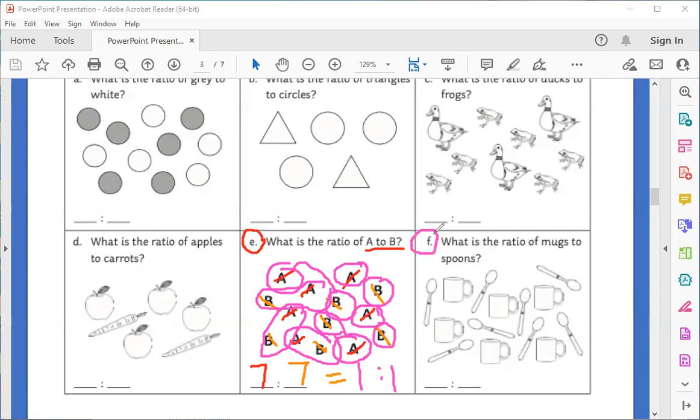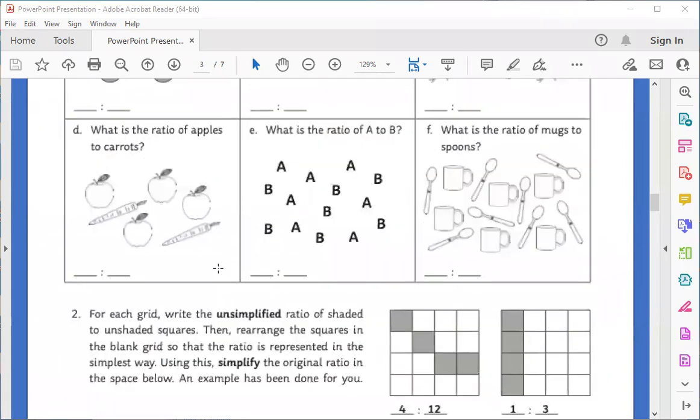That may not be the case here. What is the ratio of mugs to spoons? So 1, 2, 3, 4, 5, 6 mugs. So write that first, to spoons: 1, 2, 3, 4, 5, 6, 7, and 8. So here you have 6 to 8. And simplify it by dividing by 2 and 2. So you're going to get 3 to 4. And in a similar way, all the other questions can be answered.